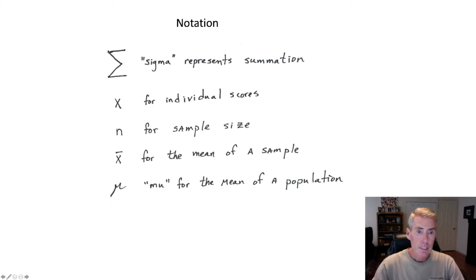So this is a sigma. This is a Greek letter. Its name is sigma, and in math we use it to mean add up. And then we use x's for individual scores, like x equals 18 if somebody's 18 years old. N is how many scores there are. That's also called the sample size. So with that last one, there are 6, so n would equal 6.